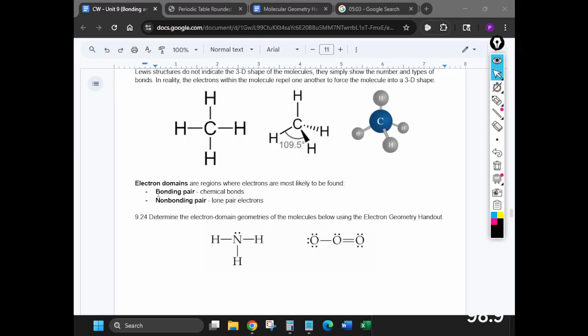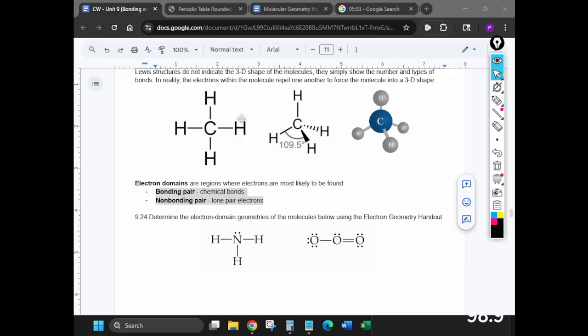So, what I want you to write down are these 2 terms right here, bonding pair and non-bonding pair. Okay, and bonding pair just means that it's a bond. It's a connection to another atom. And non-bonding pair are lone pair electrons. And what we do is we're going to be looking at how many of these an element has in a molecule, and that's going to allow us to figure out what shape it makes.